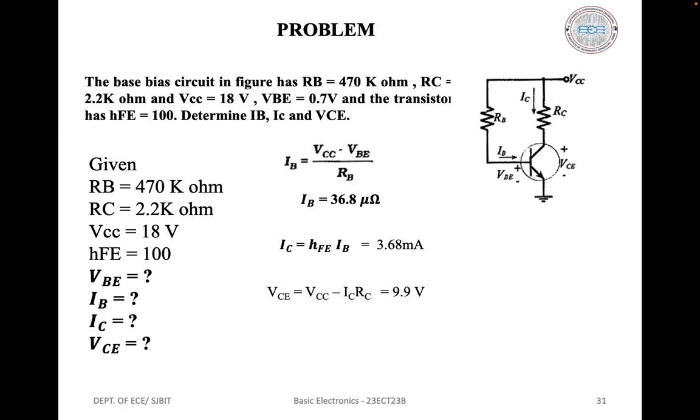So in order to find IB, IB is equal to (VCC minus VBE) by RB. By substituting all the values, we get the IB value as 36.8 microamperes, and IC is equal to HFE into IB, that is 3.68 milliamperes. VCE is equal to VCC minus IC RC, that is 9.9 volts.